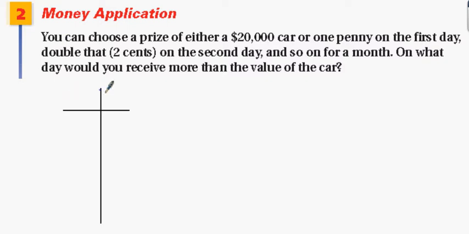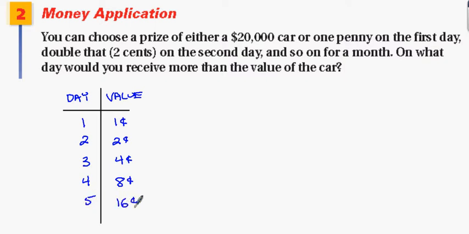So we're going to set up a T chart here. We're going to go day, and we're going to go value. Okay. So on day 1, I get 1 cent. On day 2, I now have 2 cents. On day 3, I get 4 cents. On day 4, I have 8 cents. On day 5, I have 16 cents.